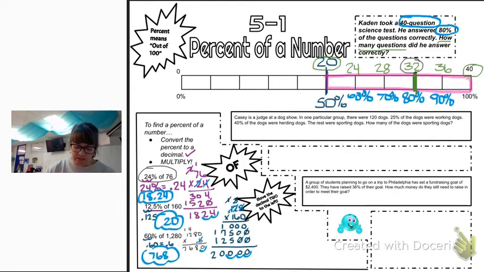So that's how you calculate percent of a number. Turn the percent into a decimal and then just multiply. Okay, now let's apply this to some real world situations.